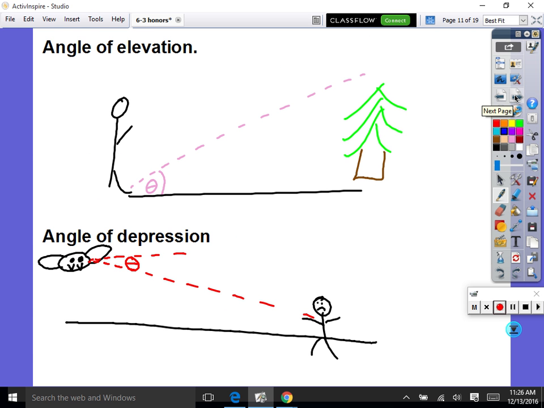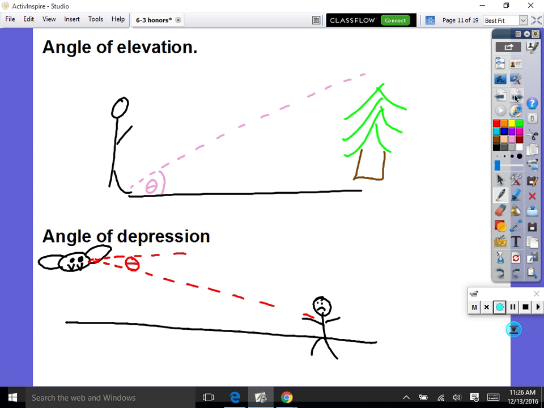Okay, angle of elevation. The bell's going to ring in a few seconds, so everybody should be able to do this easily. Watch. Angle of elevation is a word you need to know. You've got to memorize this. It's created from the ground looking up. Ding, ding, that creates an angle of elevation.